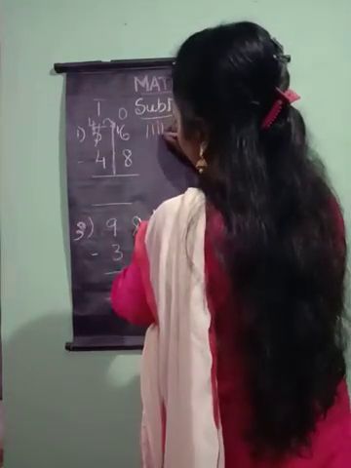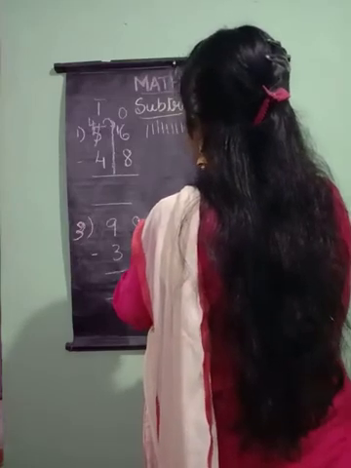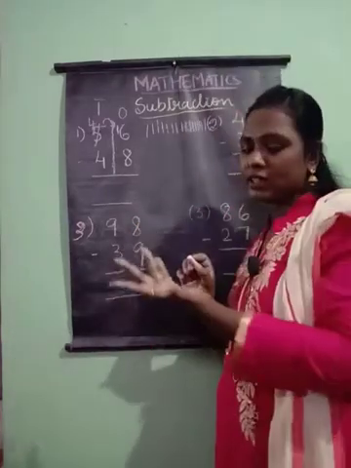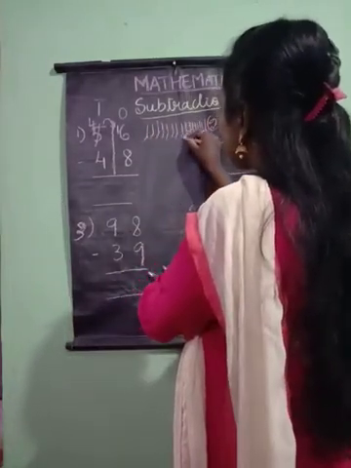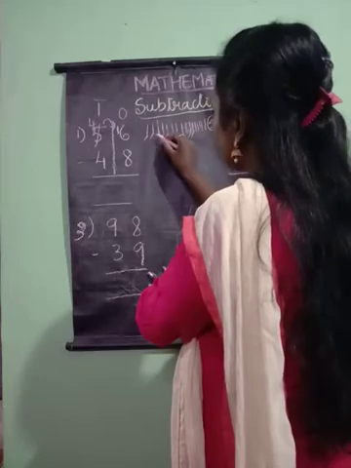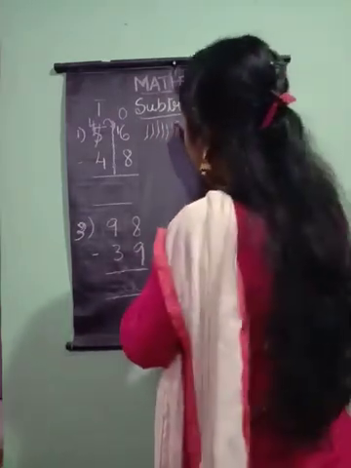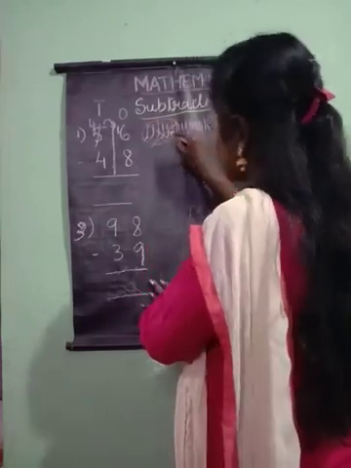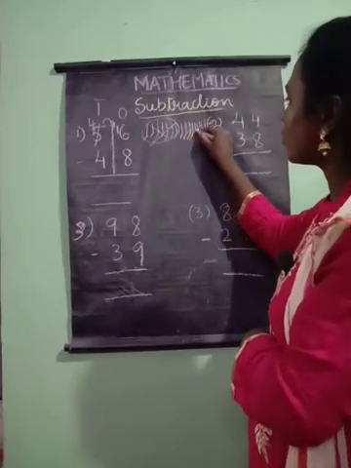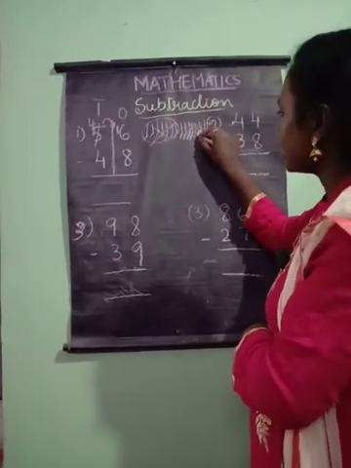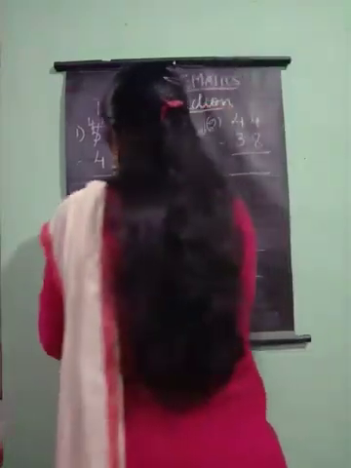Now from 16, if I subtract 8, let me draw a line. 1, 2, 3, 4, 5, 6, 7, 8, 9, 10, 11, 12, 13, 14, 15, 16. In this, let me subtract 8. 1, 2, 3, 4, 5, 6, 7, 8. Right? 8 I am going to subtract. Let us calculate the remaining. 1, 2, 3, 4, 5, 6, 7, 8. Okay, I got the remaining 8.